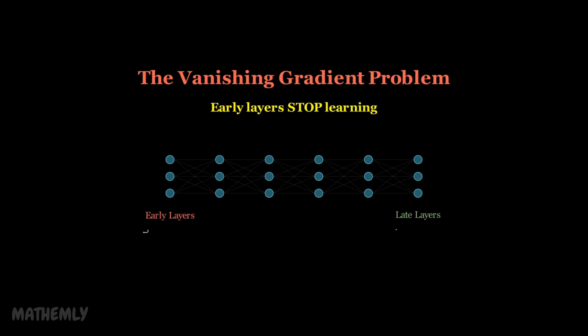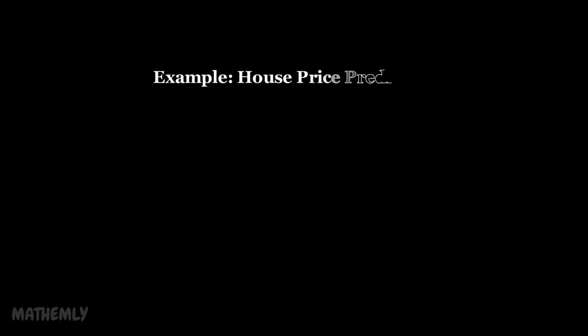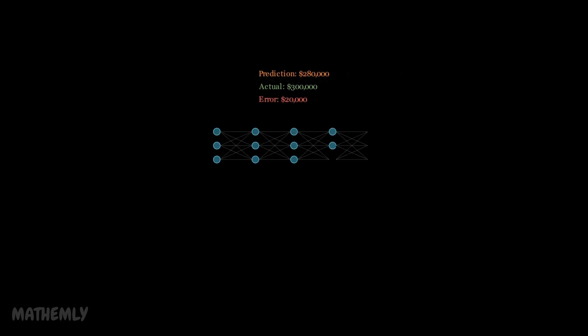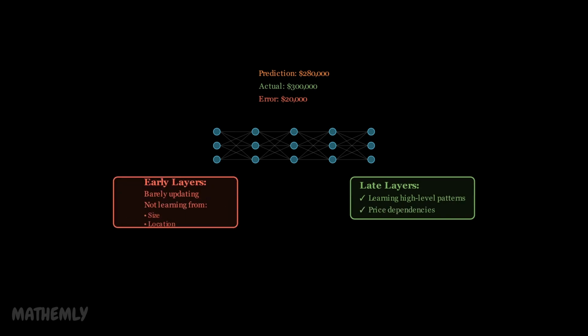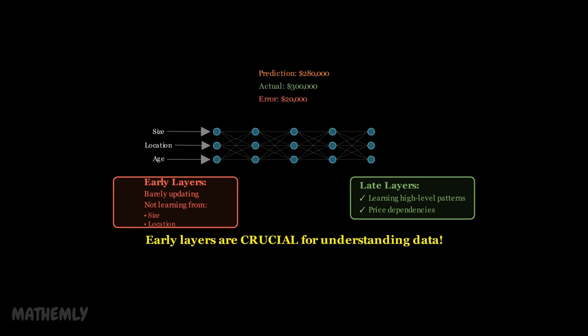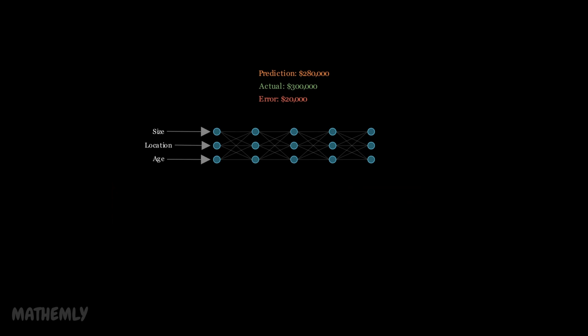In our house price model, which predicts $280,000 instead of the actual $300,000, the layers near the output might learn how the price depends on high-level patterns. But the early layers that process raw inputs like size or location barely update at all. These early layers stop learning even though they are crucial for understanding the data. So the network appears to be training, but only part of it is actually improving.